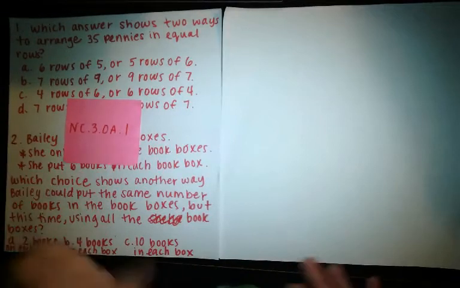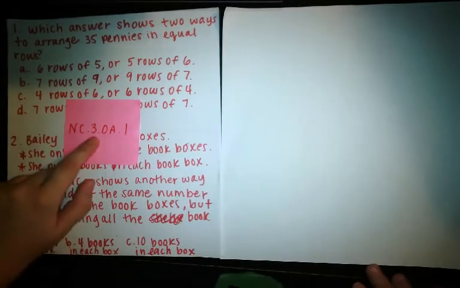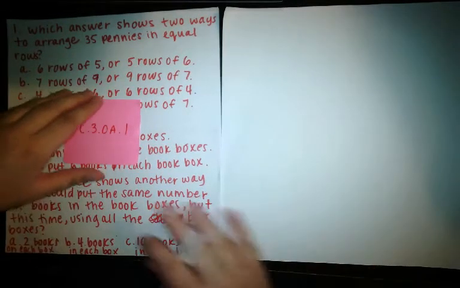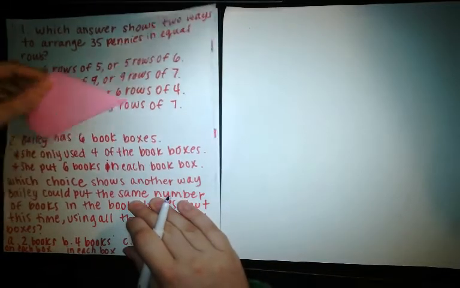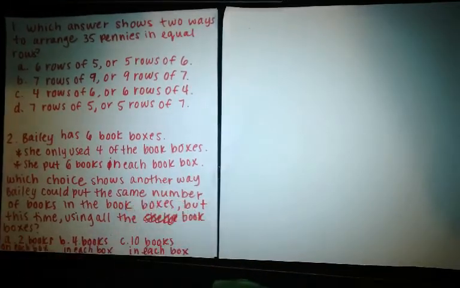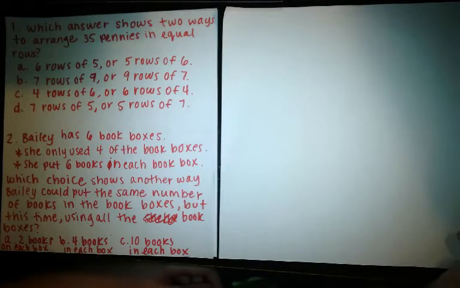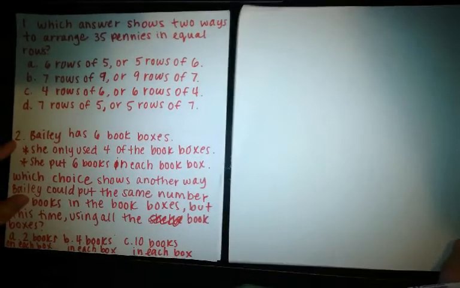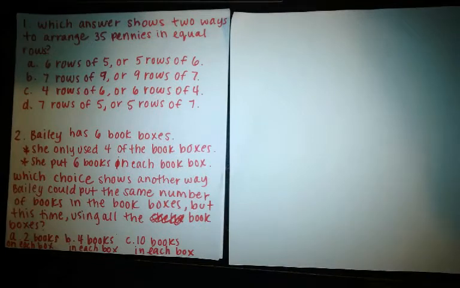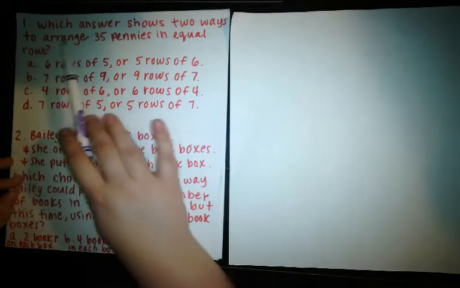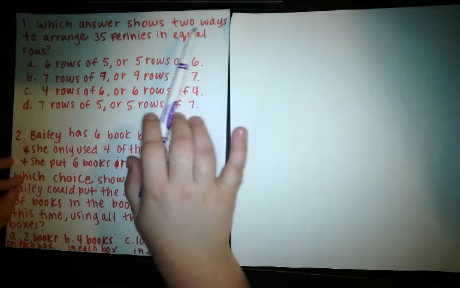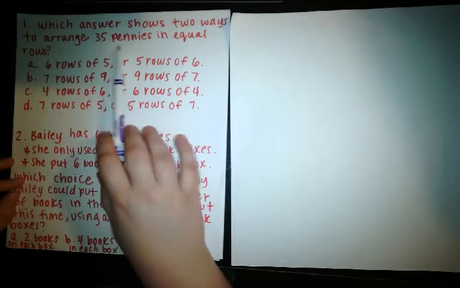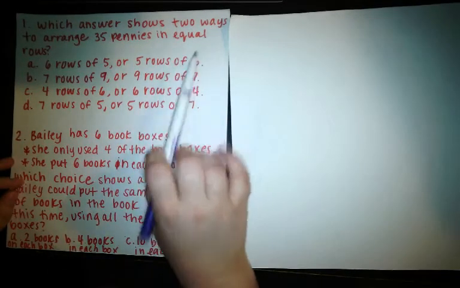This is the first standard we're going over, NC.3.OA.1. A lot of these questions are from last year's EOG or the Case 21, or they're from the district's information that they give us. So the first question says, which answer shows two ways to arrange 35 pennies in equal rows?